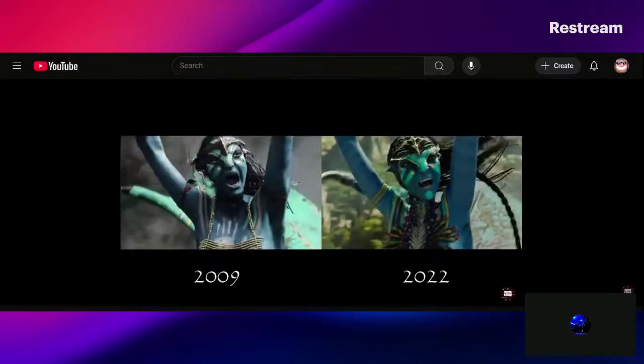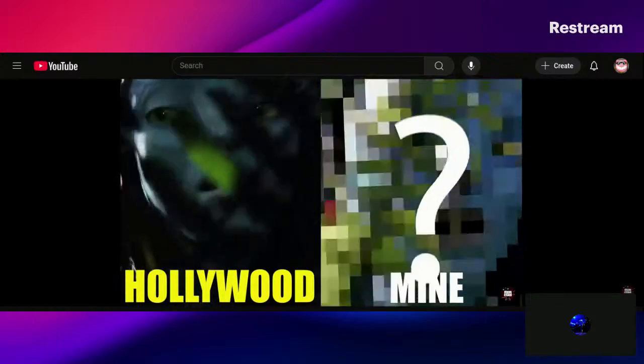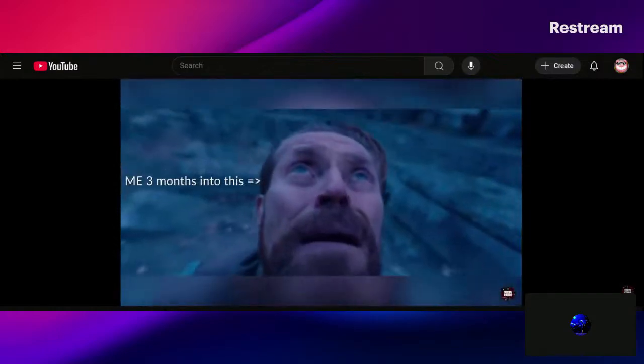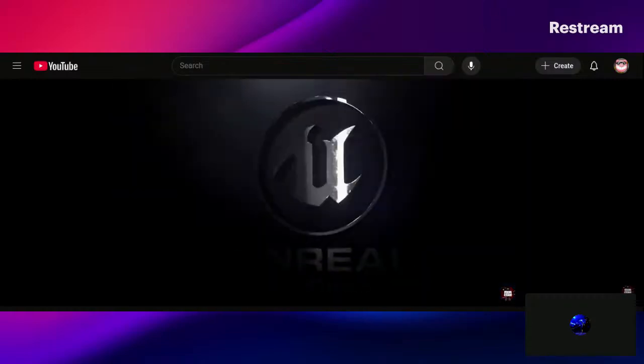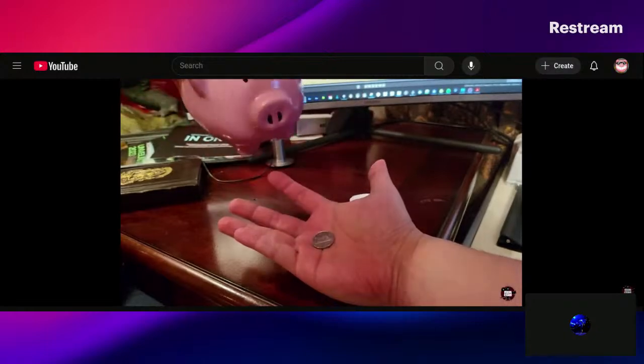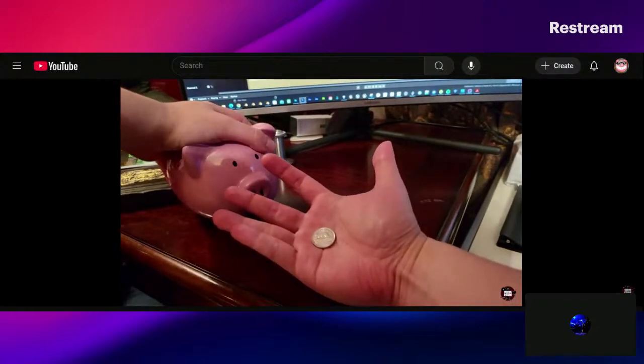And 14 years later, it still holds up, which is why I want to see just how close I can get to recreating this groundbreaking CGI so many years later, and can I do it with nothing more than my gaming PC, Unreal Engine, and the money in my piggy bank. Okay, scratch that. We are actually going to need some money for this.